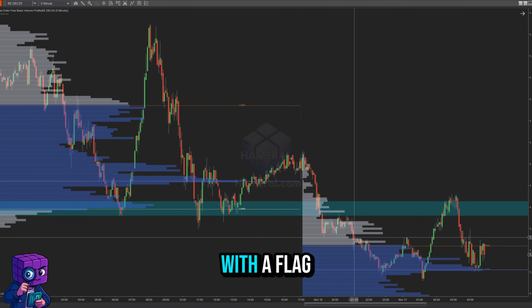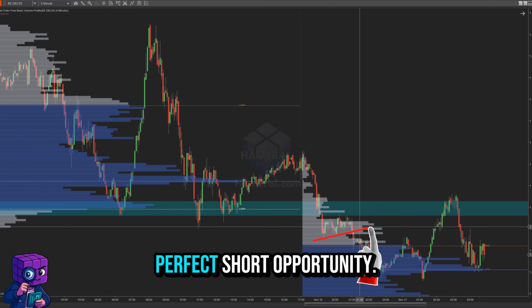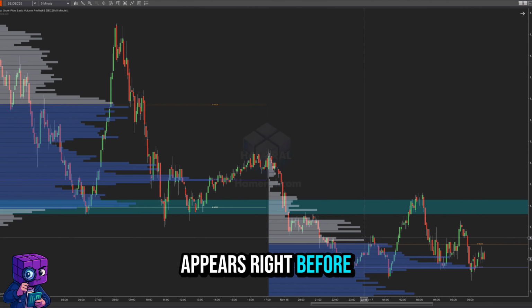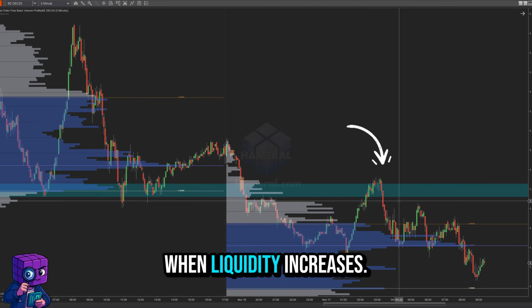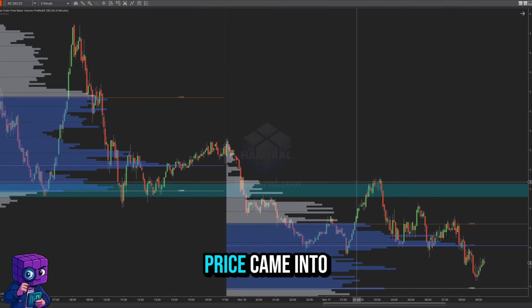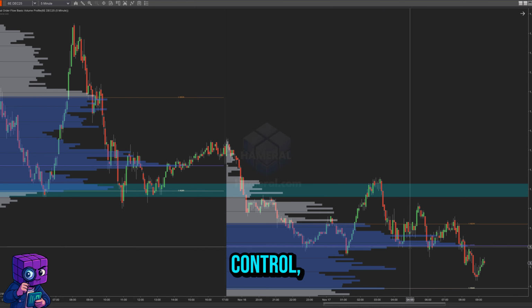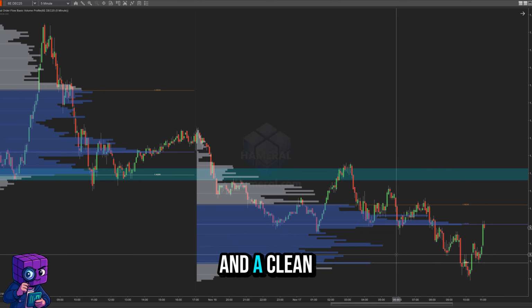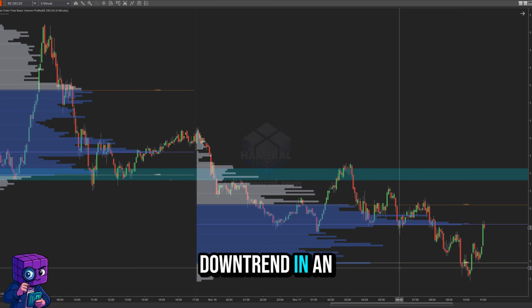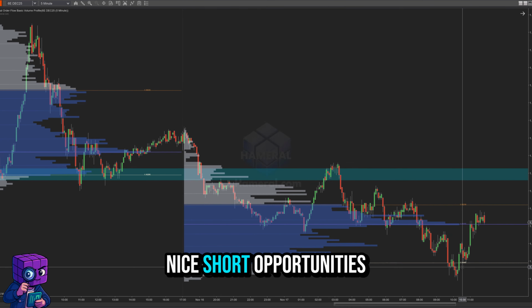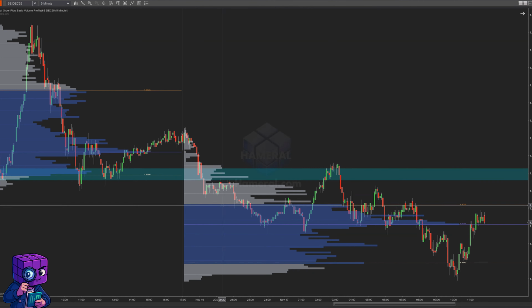It then retests our key area with a flag pattern and offers a perfect short opportunity. Another strong sell appears right before the London Open. When liquidity increases, price came into the key area and bulls tried to break it, but bears kept control and a clean downtrend in an imbalanced context started. Nice short opportunities in key areas.